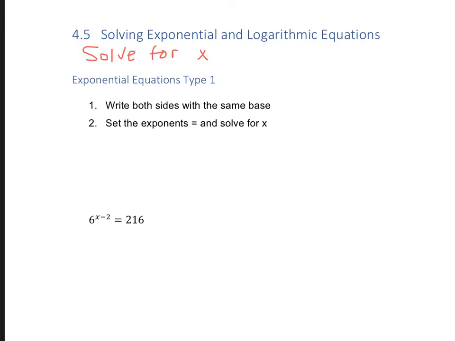The first type, our goal is to write both sides of the equation with the same base, and then we set the exponents equal. We can do this because we have a property that says that if a to the x equals a to the y, so we have the same base but different exponents, that implies that the exponents are equal.